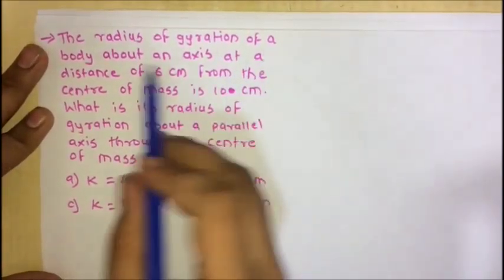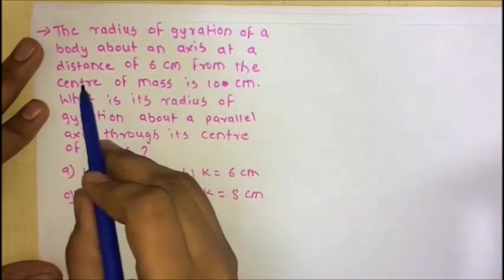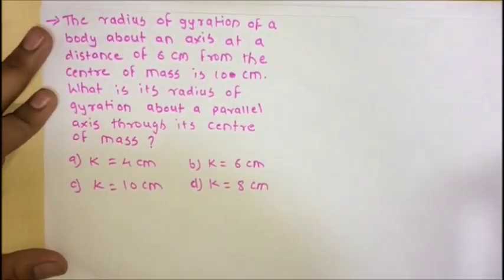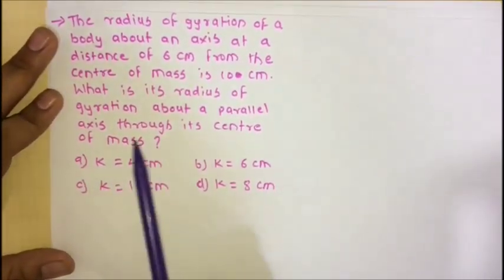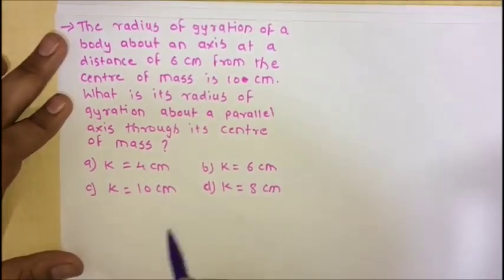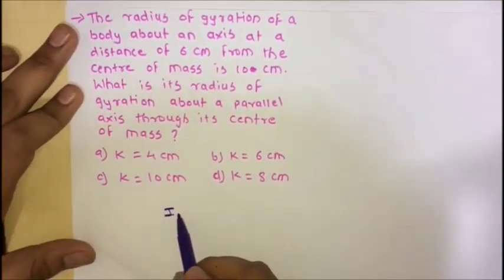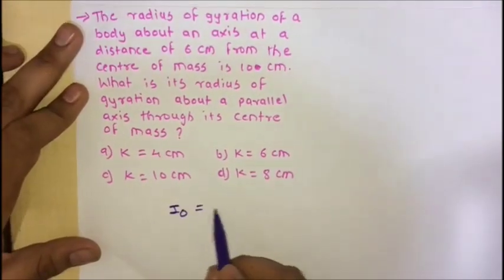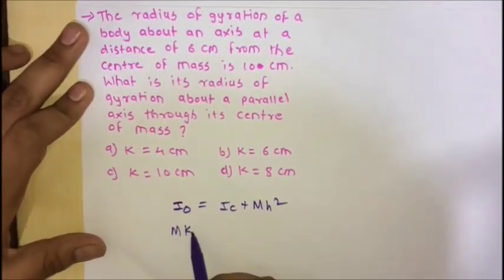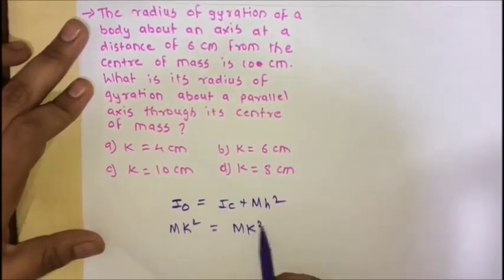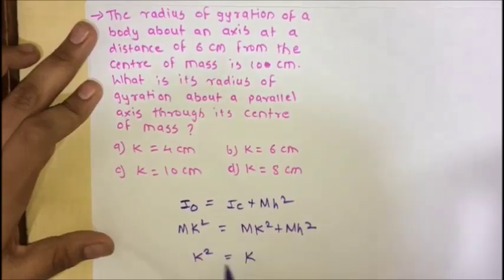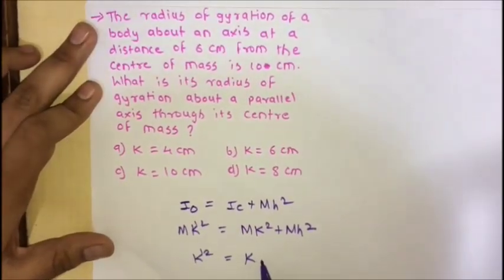The radius of gyration of a body about an axis at a distance of 6 cm from the center of mass is 10 cm. What is the radius of gyration about a parallel axis through its center of mass? Now to solve this question, we know that according to the parallel axis theorem, I0 is equal to Ic plus mh square. So mk dash square is equal to mk square plus mh square.